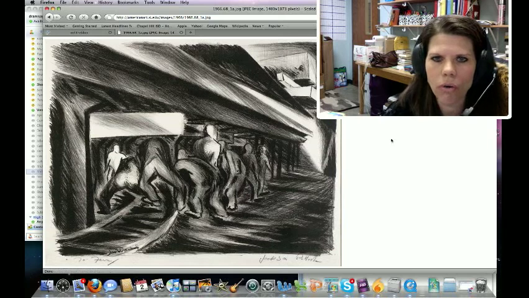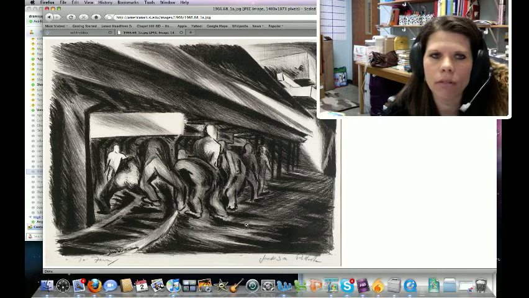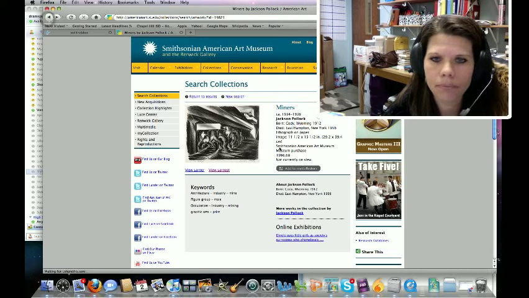Here's just a charcoal one of his, and this one's called Miners. And obviously another influence from him growing up in Cody, Wyoming. So this is called Miners. And let's find another one for you to look at.